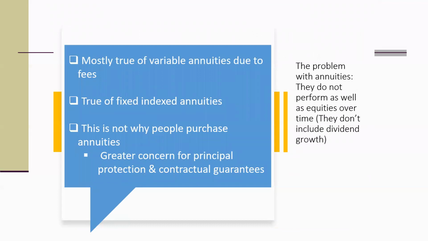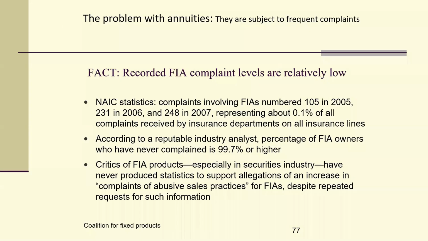Another criticism is that they don't perform as well as equities over time. They don't include dividend growth. And that is certainly true of variable annuities. It's also true of fixed indexed annuities, but that's not really the reason why people are purchasing annuities. The reason why they purchase annuities is because they would like a certain degree of contractual guarantee and principal protection in retirement, as well as some sort of guaranteed lifetime income.